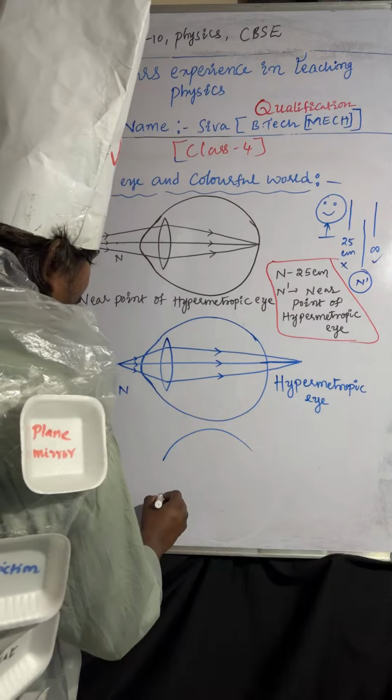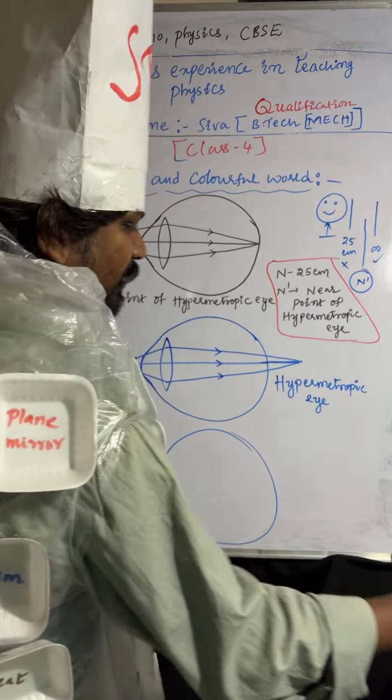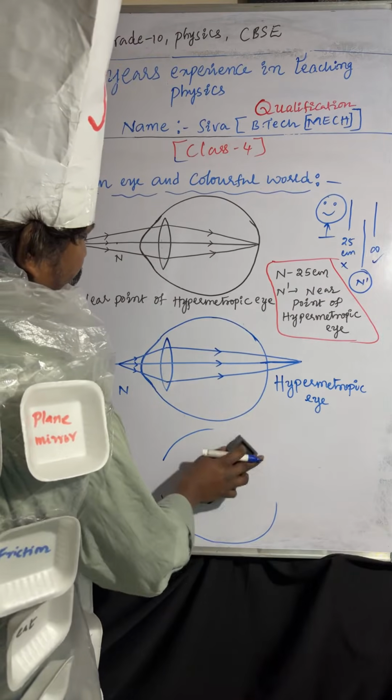Coming to the correction, this is the correction diagram, hypermetropic eye.